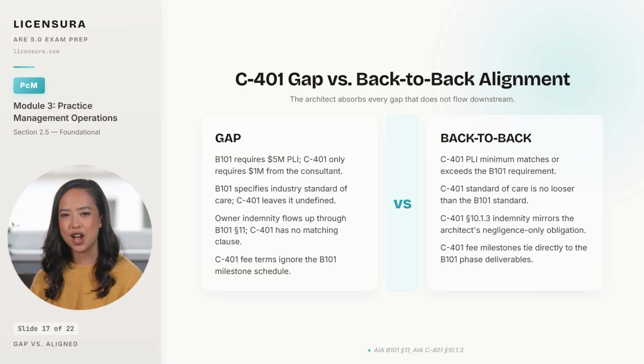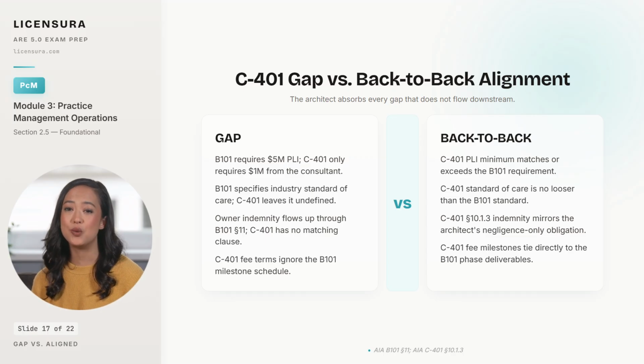Set the 2 columns side by side, and the cost of a gap is plain. On the left, 4 common misalignments and what each one means in real money. The B101 requires $5 million in professional liability. The C401 only requires $1 million from the consultant. The $4 million gap is the architect's exposure on any claim that should have hit the consultant first.